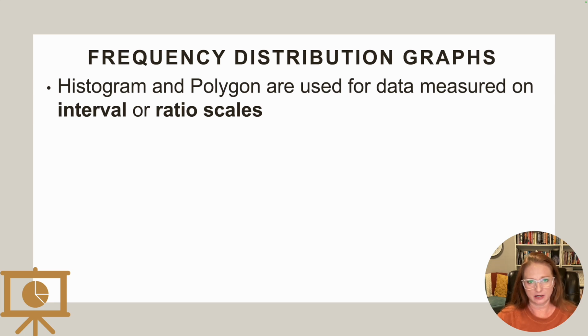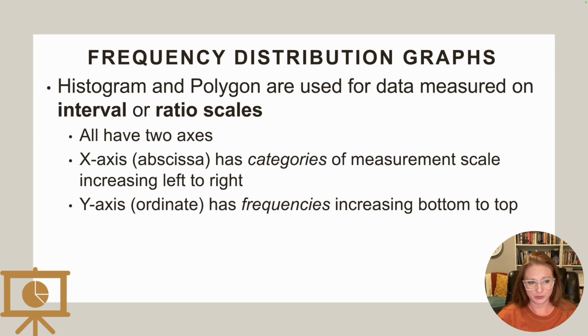Histograms and polygons are used when we want to demonstrate or report or show data measured on either interval or ratio scales. Okay. Yes, we do have 2 axes. The x-axis has categories of measurements from left to right, and the y-axis has frequencies increasing from the bottom to the top.